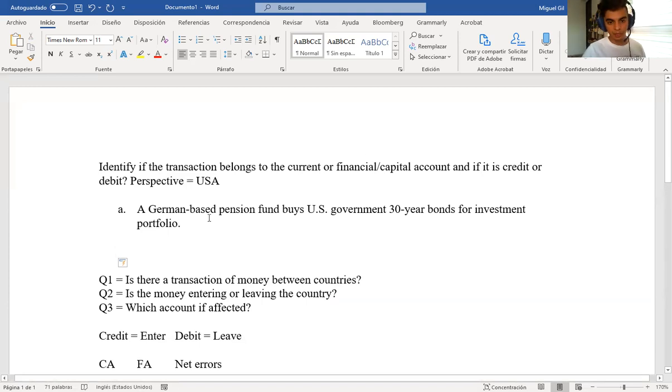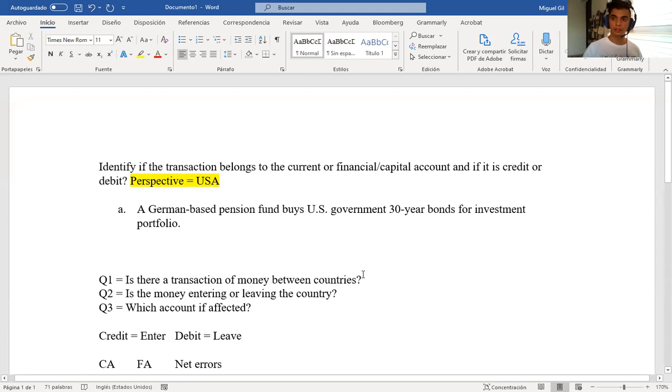It says a German-based pension fund. So this is a German company, and the perspective is the US. Remember, this is super important. For this exercise, everything is the US. So a German-based pension fund, that is a German pension fund, it is in Germany, buys US government 3-year bonds for an investment portfolio.